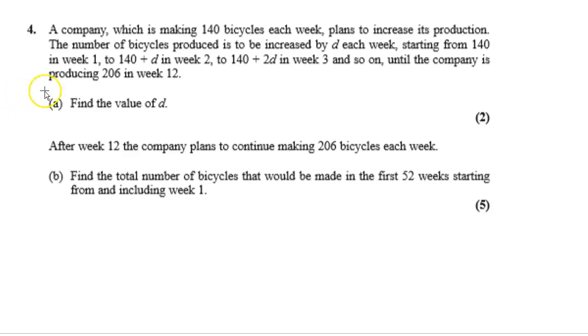Question number 4. A company which is making 140 bicycles each week plans to increase its production. The number of bicycles produced is to be increased by d each week, starting from 140 in week 1, 140 plus d in week 2, and so on until the company is producing 206 in week 12. Find the value of d.